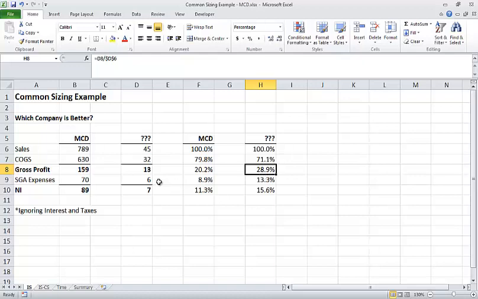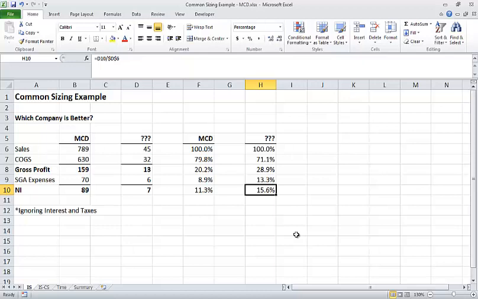Now if we look at the selling, general, and administrative expenses, here our Mystery Company doesn't quite do as well. Here their costs are 13.3 compared to 8.9 for McDonald's. Maybe McDonald's is taking advantage of some economies of scale here, but overall, Mystery Company is giving you more net income for every dollar of sales. Okay, so this is a very useful tool for comparing companies that are different sizes. That's why it's called common sizing.